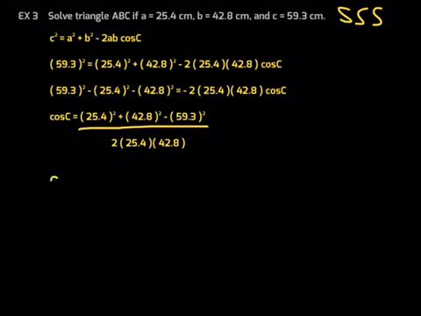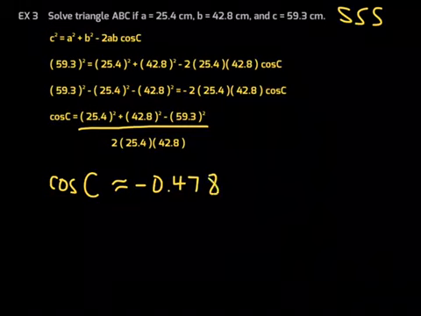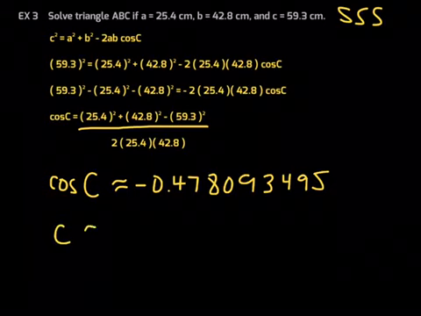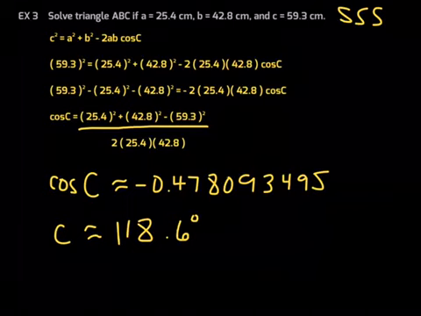Okay, guys, I'm getting cosine of angle C is about negative 0.4780939495. So this is negative, so I know that angle C is going to end up being obtuse. I'm going to take inverse cosine of both sides, and I'm getting that C is about 118.6 degrees. All right, so cool. So this is angle C.